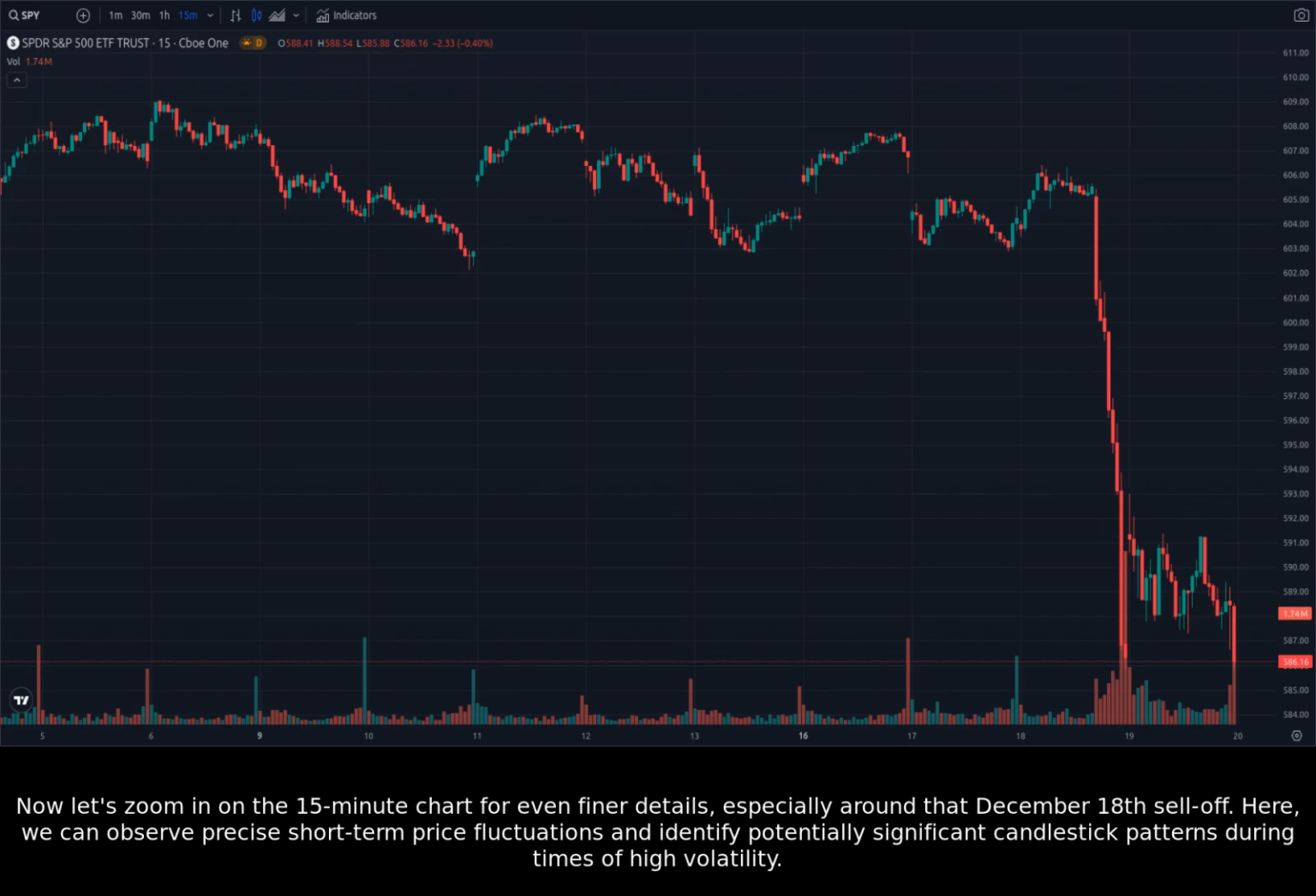Now let's zoom in on the 15-minute chart for even finer details, especially around that December 18th sell-off. Here, we can observe precise short-term price fluctuations and identify potentially significant candlestick patterns during times of high volatility.